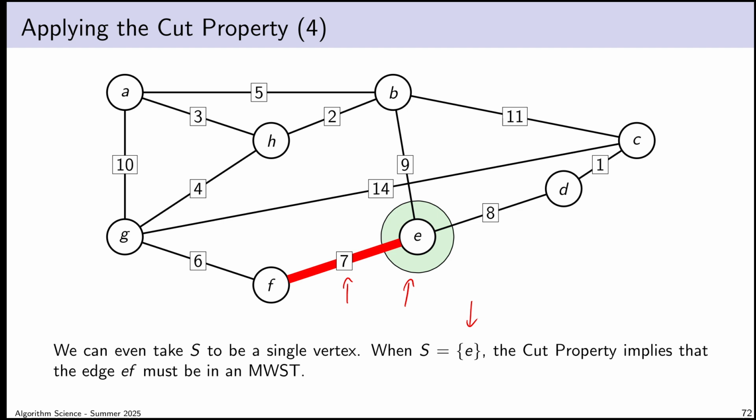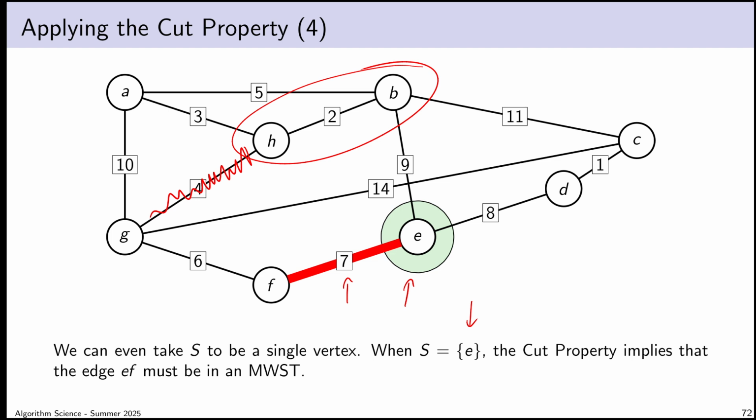Okay, so we've got a bit of a logistical concern before we can continue here, which is that what the cut property is telling me is no matter what set of vertices I choose, the minimum weight edge leaving that set of vertices, so for example, I guess that would be this one in this case, is going to be in some minimum weight spanning tree.